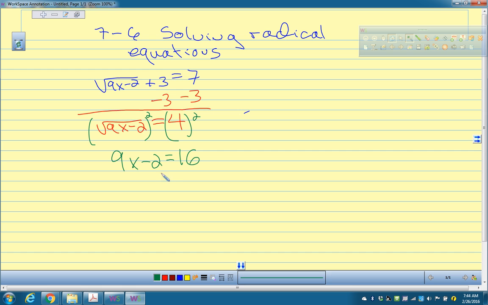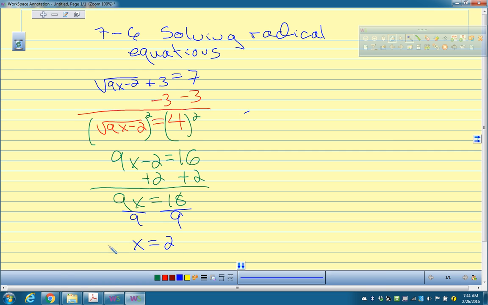And then I solve it just like I'm solving an algebraic equation. What do I do to both sides? Add 2, I get 9x equals 18. Then what? Divide by 9. I get x equals 2.